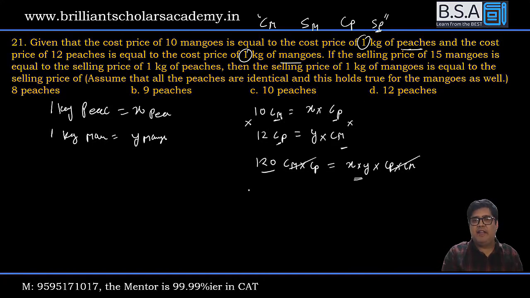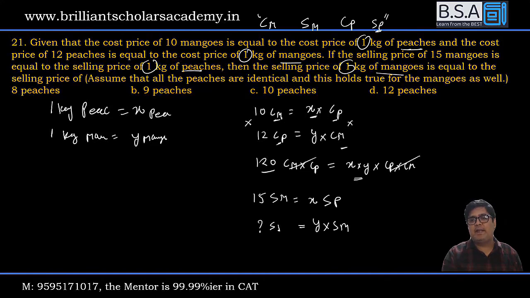Observe. 15 mangoes selling price, 15 SM. SM is selling price of mangoes. What is that equal to? Is equal to selling price of 1 kilogram of peaches. 1 kilogram is how many peaches? X. X into selling price of peaches. Now, selling price of 1 kilogram of mango. 1 kilogram will have how many mangoes? Y mangoes. Selling price of mangoes is equal to how many peaches?